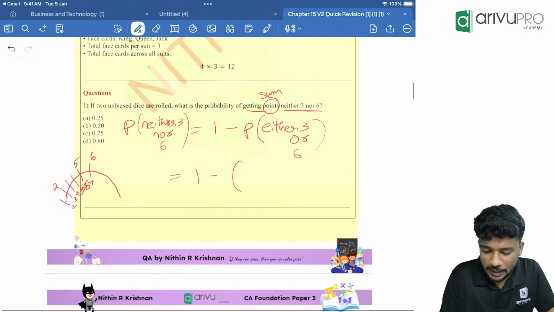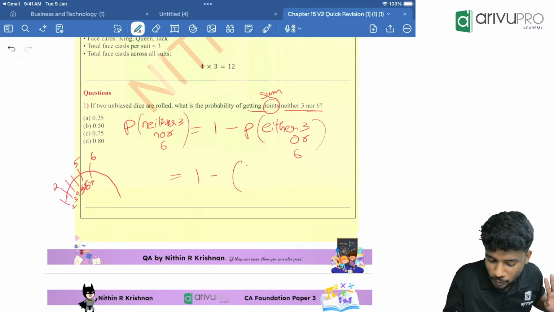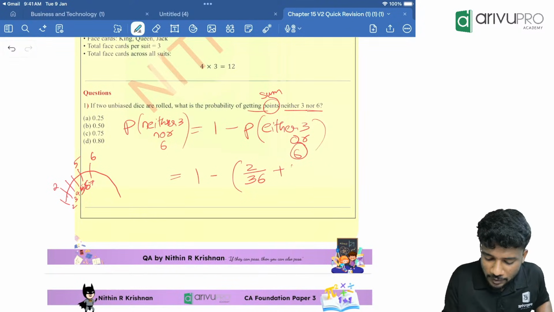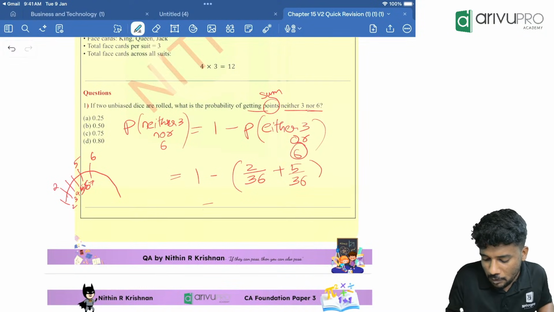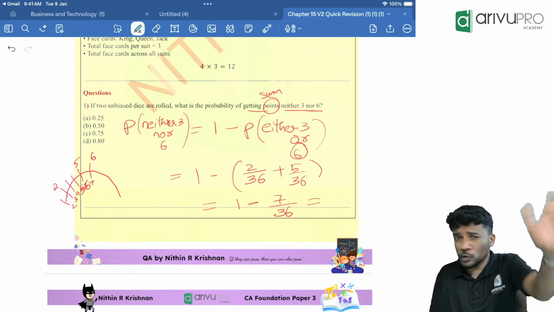Now you tell me. Sum is 3, how much is the probability? 2 divided by 36, plus sum is 6, how much is the possibility? 5 divided by 36. So how much is it then? 1 minus 7 by 36. Answer is how much? Take the LCM or use your calculator.